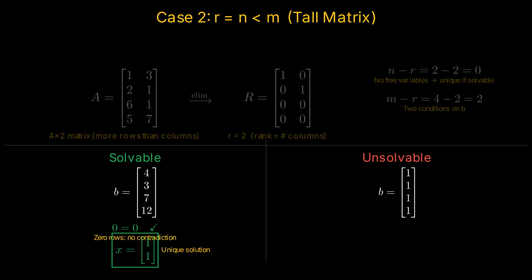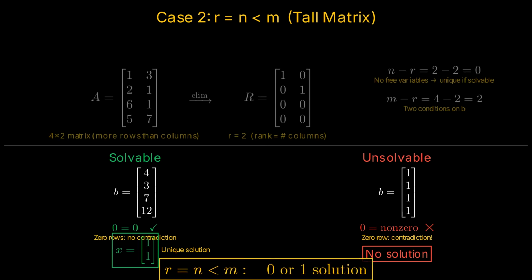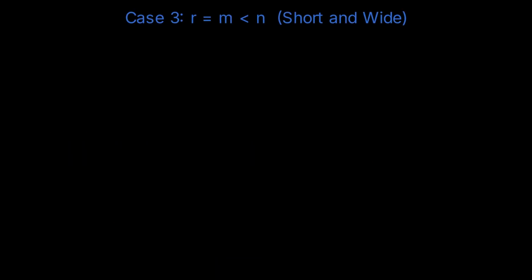Now consider the right panel. For b equals 1, 1, 1, 1, a 0 row in R produces 0 on the left side, but a non-zero value on the right, and that's a contradiction, so there is no solution. This is the 0 or 1 case. When the matrix is tall and thin with full column rank, you either get exactly one solution or no solution at all. Now flip it: short and wide, with more columns than rows.